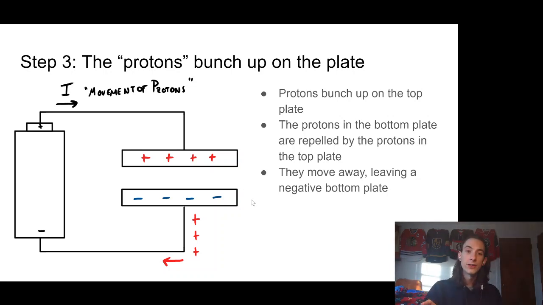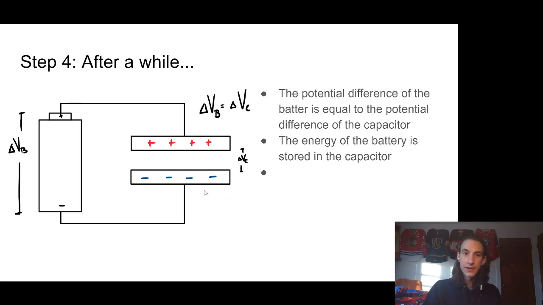So those positive charges will move away, which will leave electrons, will leave negative charges. So now we have a positive top plate and a negative bottom plate. And if you think about when will this stop, that sounds like a bad thing. Like, when's it gonna stop? It'll just stop when the energy of the battery is equivalent to the energy stored between these plates, or when the voltage of the battery is equal to the potential difference of the capacitor.